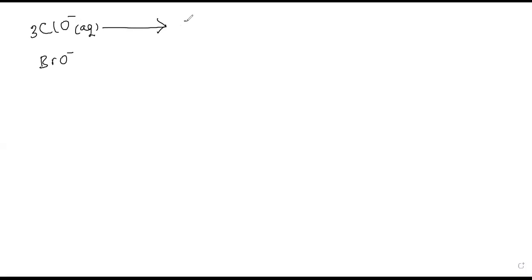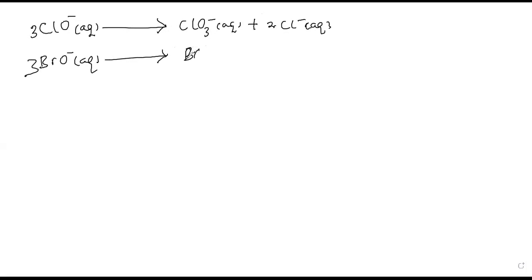So in this case, we shall form ClO3 aqueous plus 2 chloride ions. The same applies to bromate 1. When heated, it undergoes further disproportionation to form bromate 5 and bromide ions. Right?